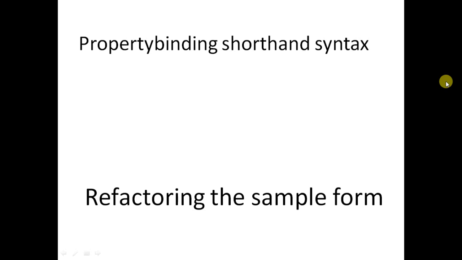Now, property binding shortens syntax. Because the value you assign to the name directive is a string literal, you can use the shortened syntax and omit the square brackets around the attribute name.